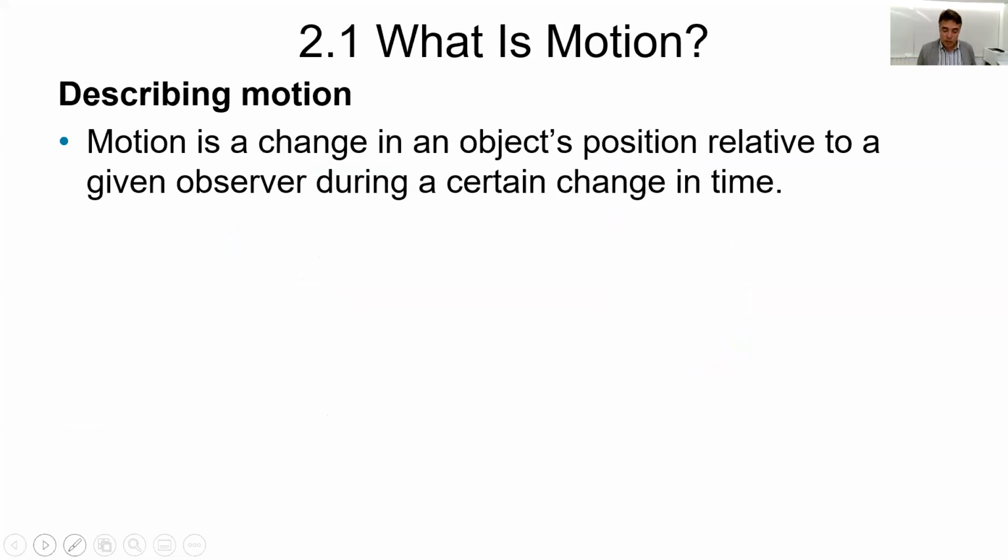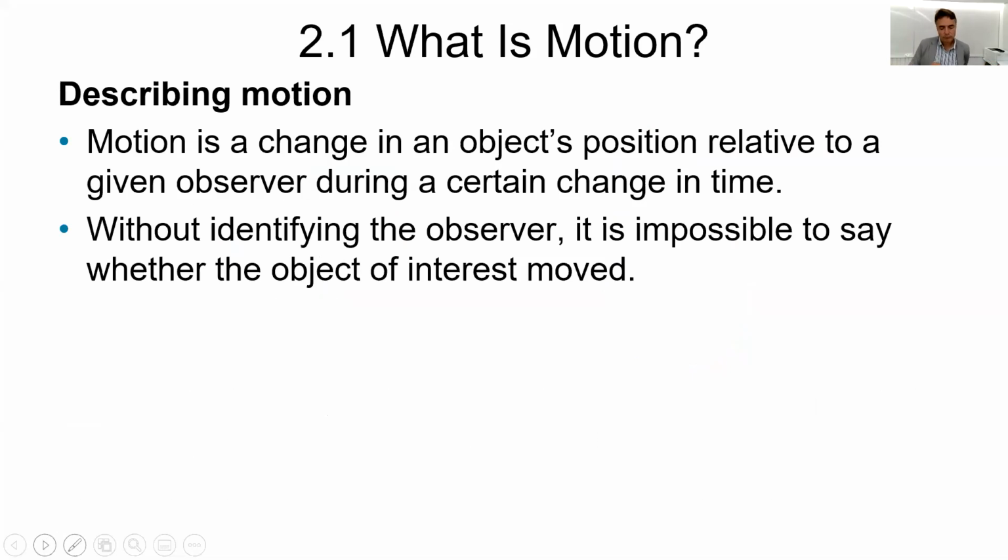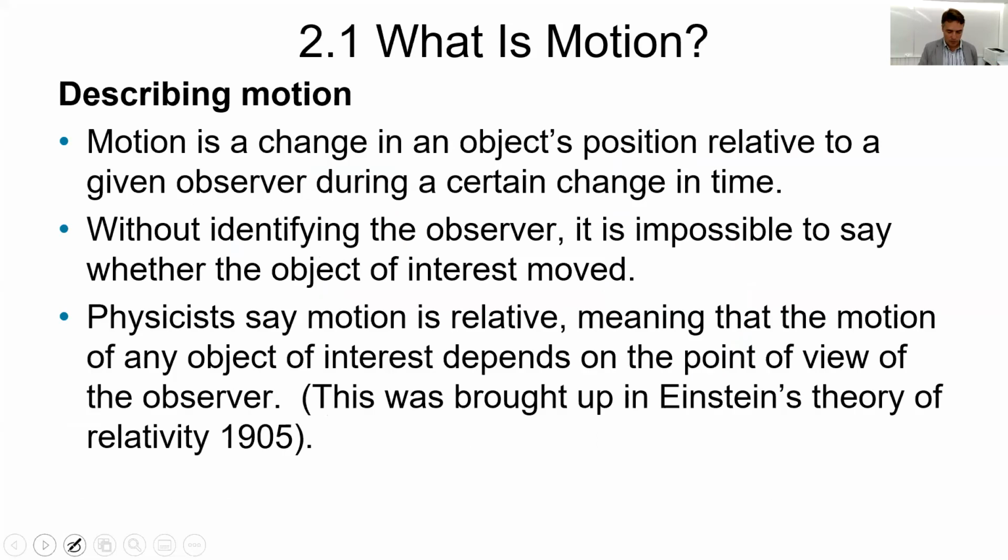So what is motion? Motion is the change in an object's position relative to a given observer during a certain change in time. If you don't identify the observer, it's impossible to say whether the object of interest moves. Physicists say that motion is relative, meaning that the motion of any object of interest depends on the point of view of the observer. And this was first brought up and really made famous by Einstein's theory of relativity published in 1905.